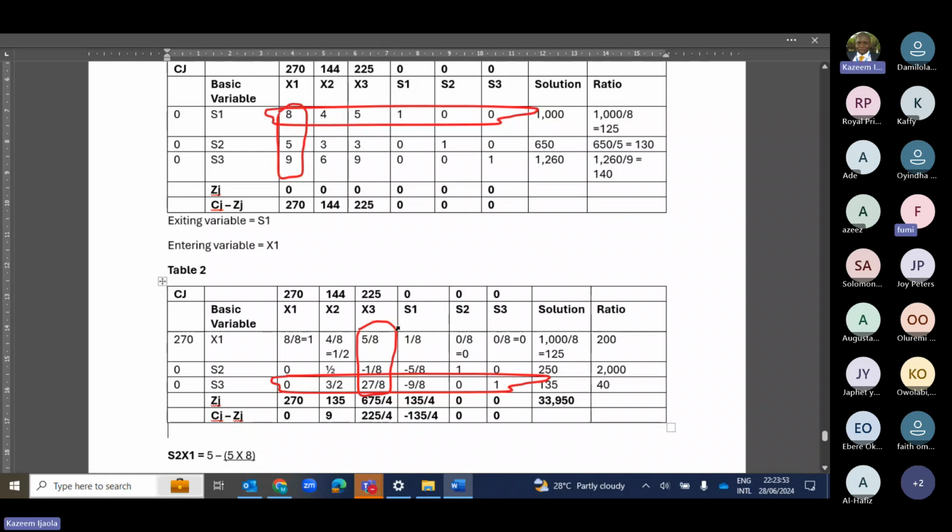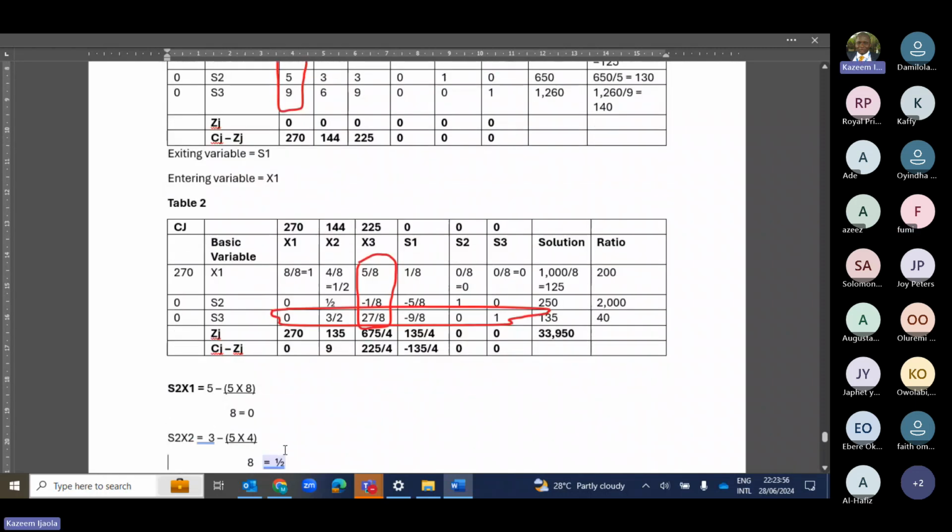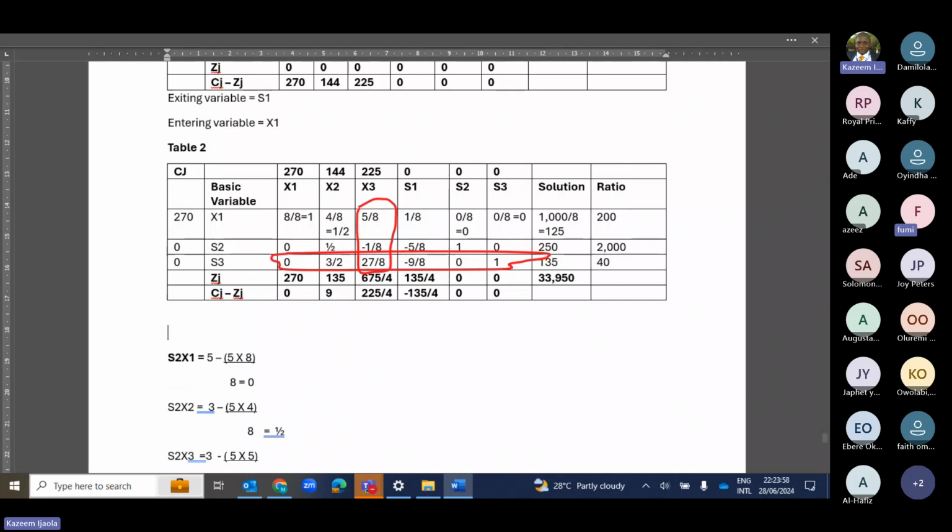So now we know our entry variable. In this case, the entry variable, the one we are bringing in, is x3. Then which one are we exiting? You are exiting S3.